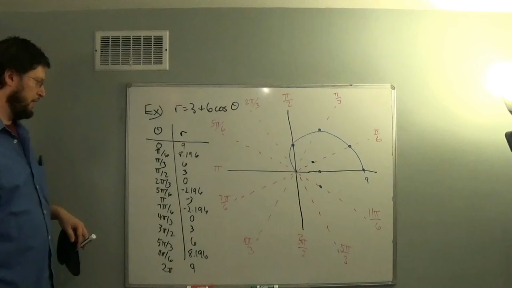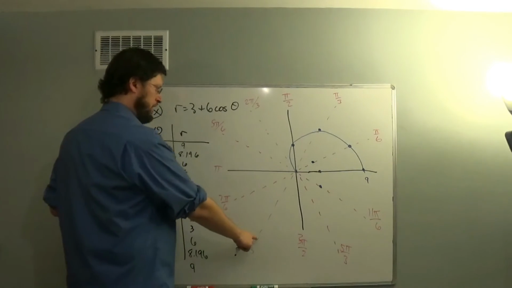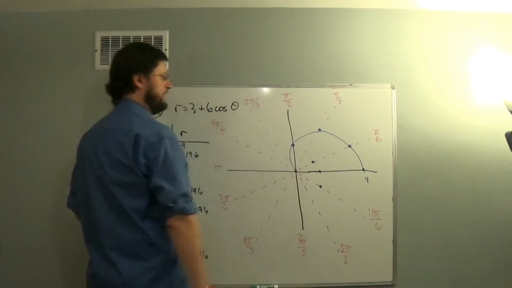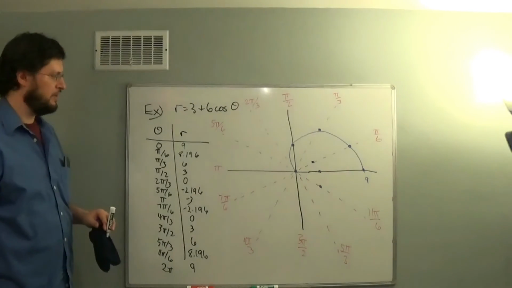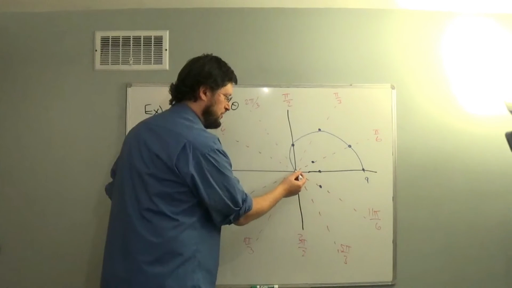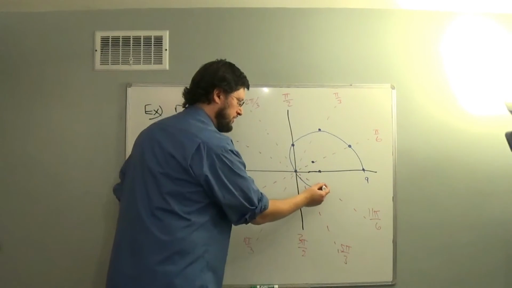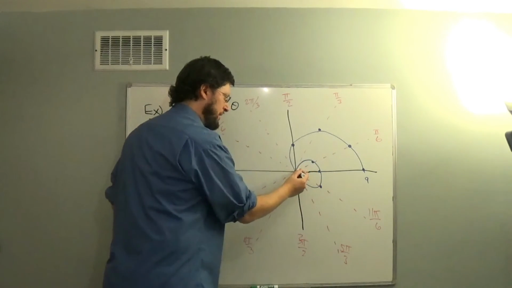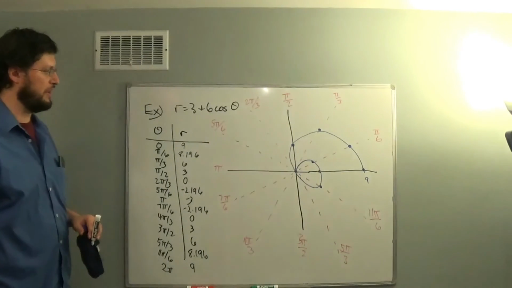4 pi over 3, the next angle, that's right here, is back to 0. So we're back to 0 again. How are we going to make that work? What's actually happening, again, you have to trust me a little bit, but what happens with these curves is it comes out, it reaches them, and then it comes back in and touches 0 again.